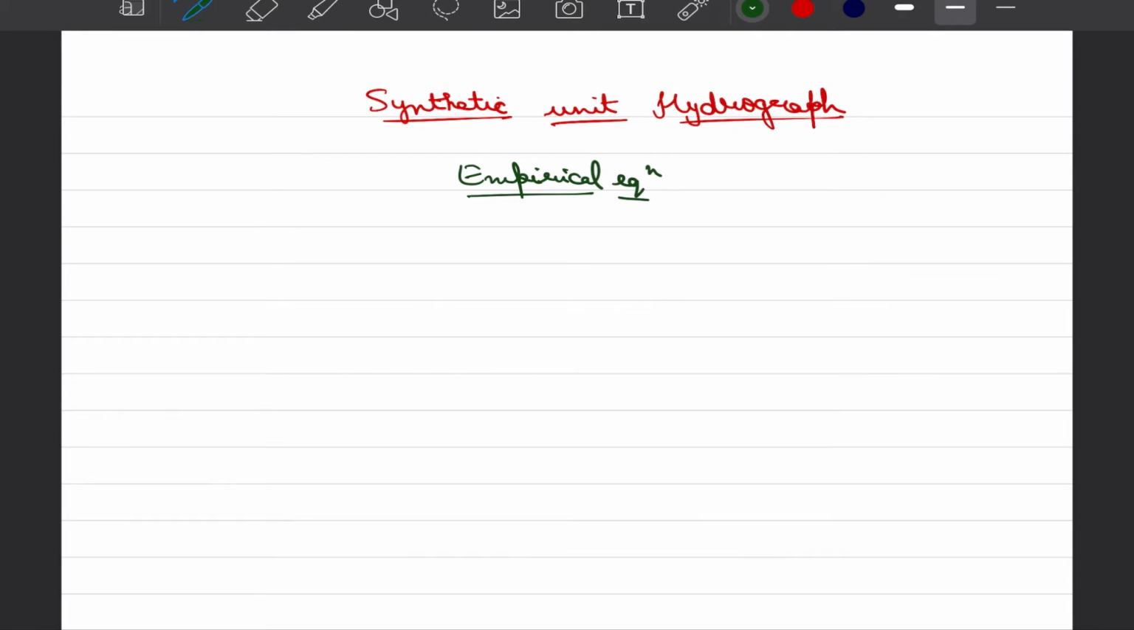So as I said, these hydrographs are empirical in nature. That is, scientists try to understand multiple hydrographs, and consequently the unit hydrographs obtained for a particular watershed, and try to develop relationships which are empirical or totally governed by data.